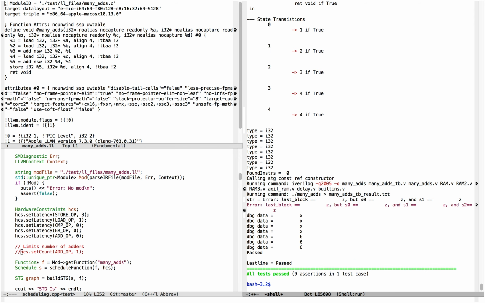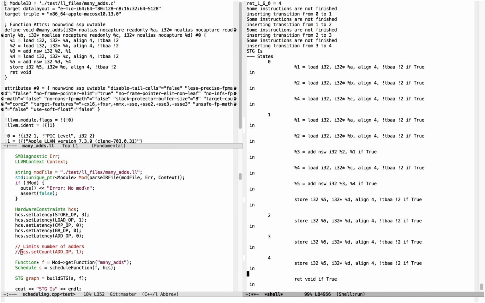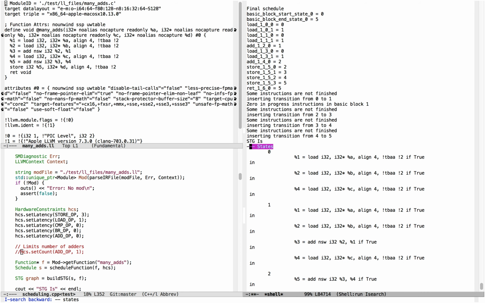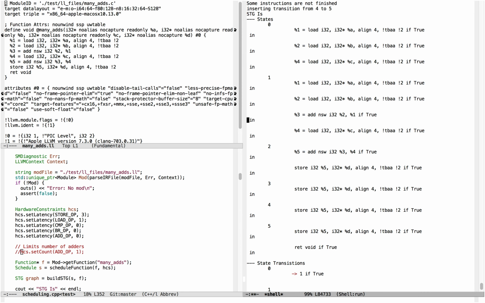Okay, and we recompile. What we see is now, in state 1, we add 3 and we add 4, and we add 3 and 4 together in the same state. Whereas in the resource-constrained version, the adds are split up across 2 states.